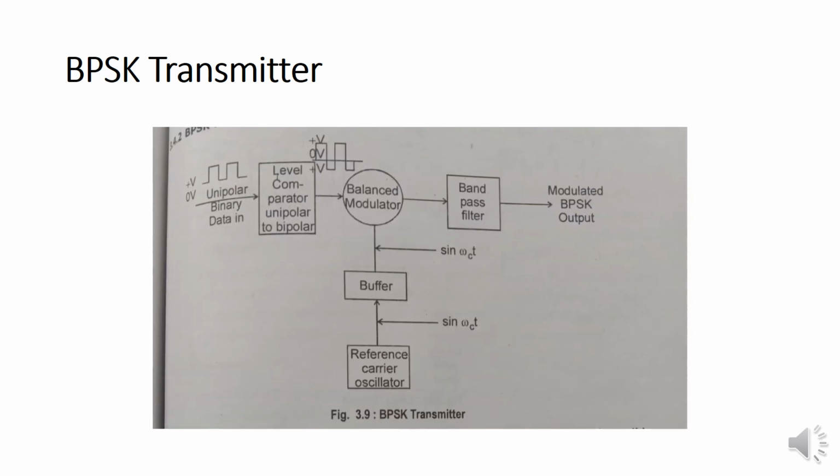This is the block diagram for the BPSK transmitter. Here we have the input as binary data, that is, we are giving a unipolar signal. This is given to the level converter, where the unipolar signal is converted into a bipolar signal. Then we have the balanced modulator. At the bottom we have the reference carrier oscillator, which is connected to the buffer. Then the balanced modulator is connected to the band pass filter. Finally we get the modulated BPSK output signal.